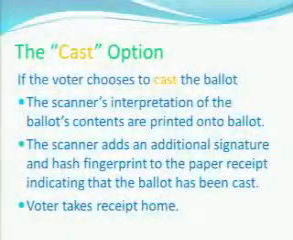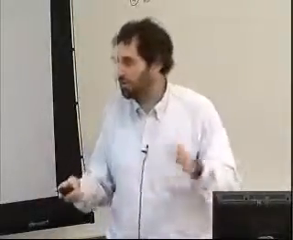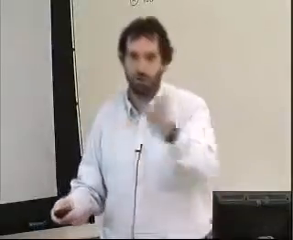Okay. The cast option is pretty much what you'd expect. At that point, the scanner's interpretation of the ballot content is printed onto the ballot, and a signature together with a hash of the encryption is put on a paper receipt. The voter takes this receipt home, voter can check it later. All the back-end stuff is as usual.